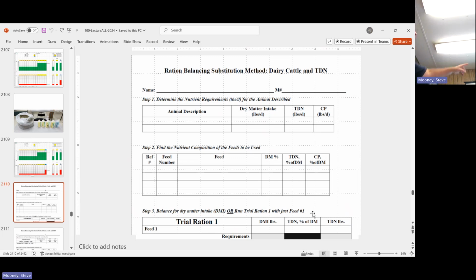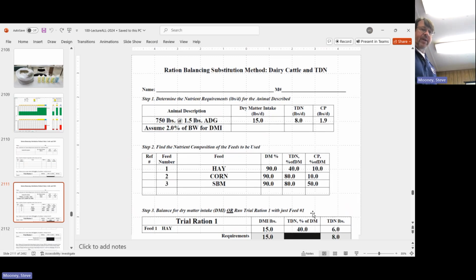This is for dairy cattle and TDN. You got your name, ID on top. The first thing we need to do in this form is define our animal. So determine the nutrient requirements in pounds per day for the animal described. So what we're going to do here is we're going to take a 750-pound heifer, gaining 1.5 pounds a day.